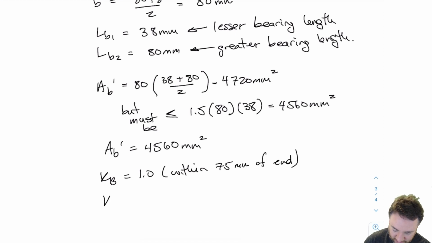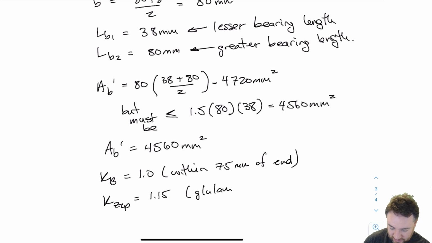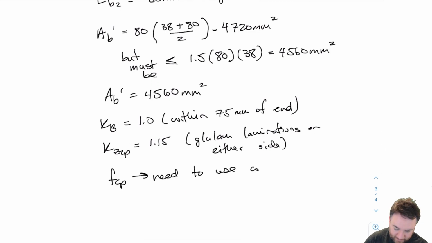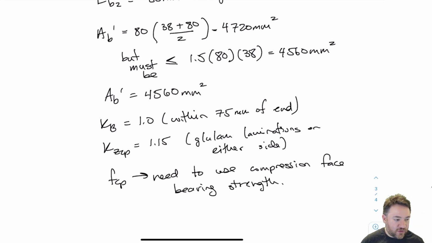And our size effect factor is still 1.15 because we're still talking about the Glulam laminations on either side. There is one other requirement, which is that when I'm figuring out which FCP to use, it's obvious in the effect of all applied loads which FCP to use, because I just use whichever side I'm applying the load. So I either use the bottom one, the compression face, or the top one. Sorry, the other way around. The bottom one would typically be the tension face, and the top one would typically be the compression face.